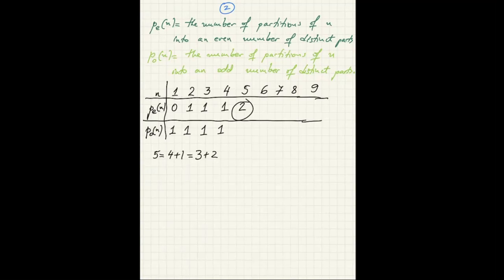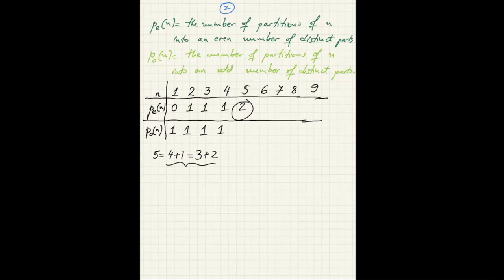And then you can try to write 5 as a sum of 4 terms, but in that case, some of those terms are going to be 1. They're going to be equal, so these are the only partitions that are counted by Pe(5).